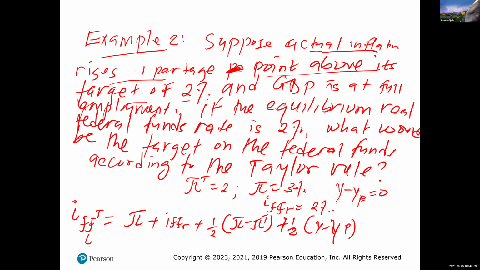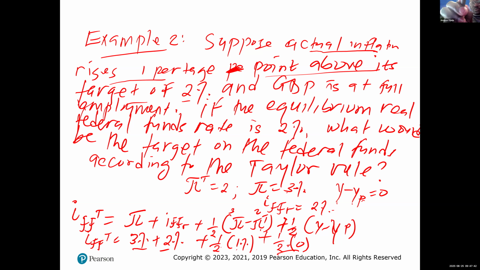So that means the target would be, this is 3%, remember? Because they're saying actual inflation is 3%, and then this is 2%, then plus 1/2 times this, which is going to be 1% in brackets, because 3% minus 2% is 1%. Then plus 1/2 times the output gap, which is 0 because GDP is at full employment. So this part is 0. Okay, this is 5.5% here. 3 plus 2, plus 1/2 times 1, that's 1/2.